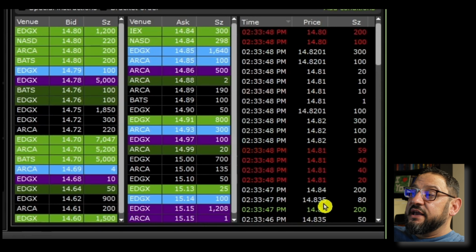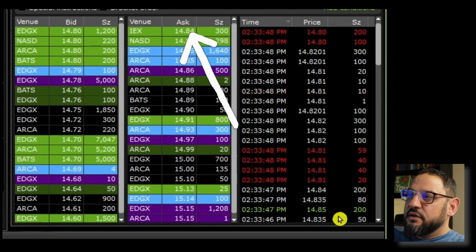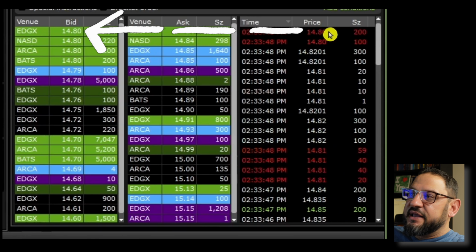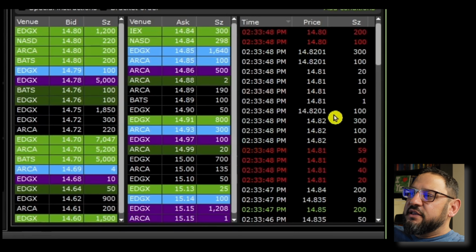Usually it prints red when it's going down. Okay, so when it hits the ask, it goes green, and when it hits the bid, it goes red, and the white is the in between prices.